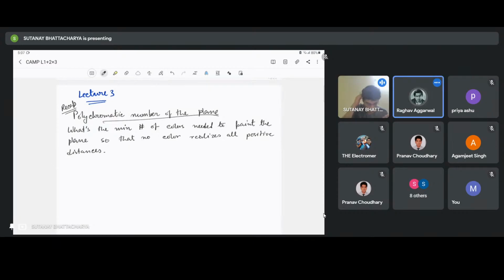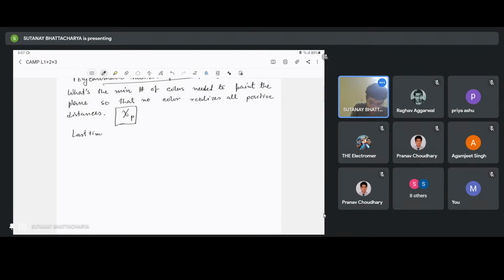In other words, suppose you color the plane with 5 colors. For every color, there will be some real number, say 0.25, so that there are no 2 points of that color at exactly 0.25 distance. And this minimum number is the polychromatic number of the plane, which I've been denoting by chi p.